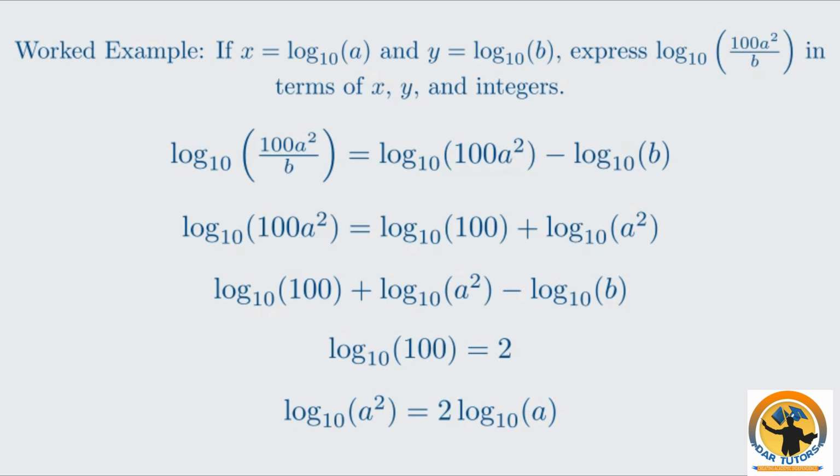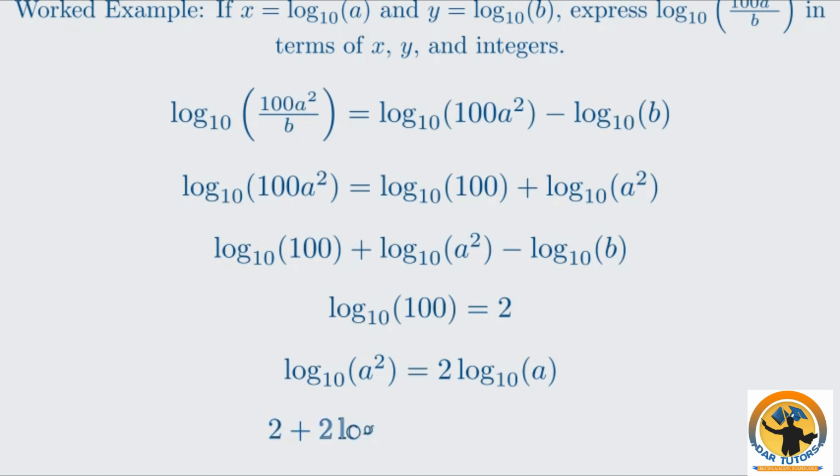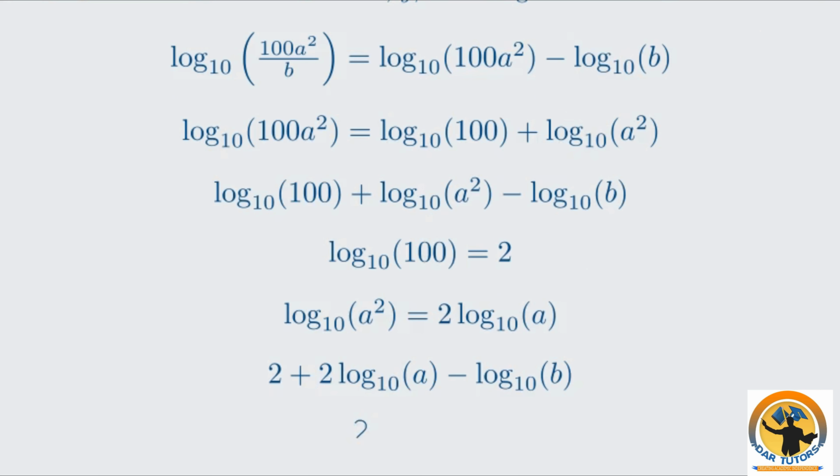Now let's substitute these simplified terms back into our expression. We have 2 plus 2 times log base 10 of a minus log base 10 of b. Finally, we can substitute the given variables, x and y. Since x equals log base 10 of a and y equals log base 10 of b, our final answer is 2 plus 2x minus y. We have successfully expressed the original logarithm in terms of x, y, and integers.